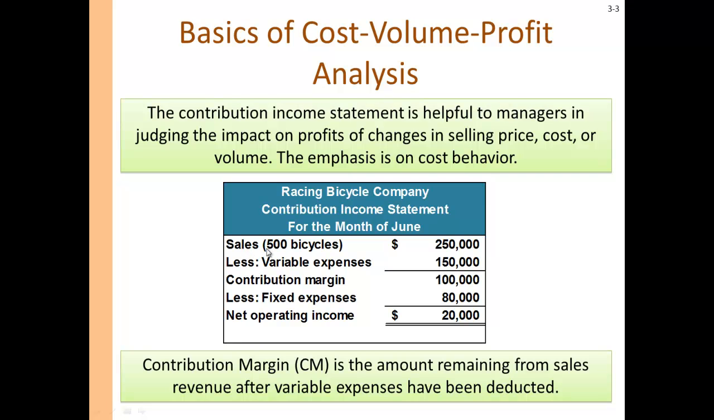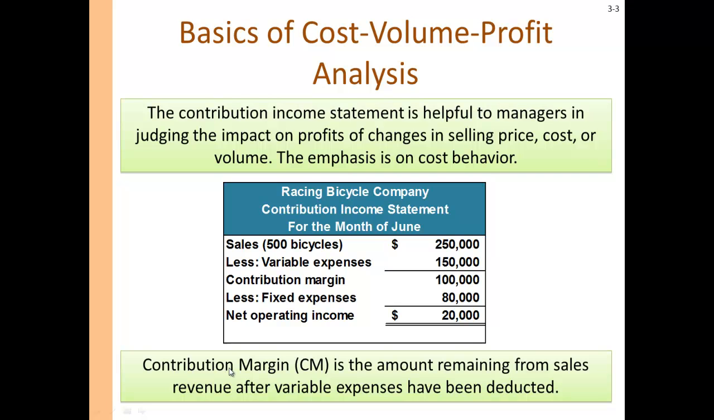So the very first thing is sales. We sold 500 bikes. That's 250,000. Less variable expenses, 150,000. So we have a contribution margin, or also referred to as CM, of 100,000. We subtract out fixed expenses, which were 80, and we have a net operating income of 20,000.